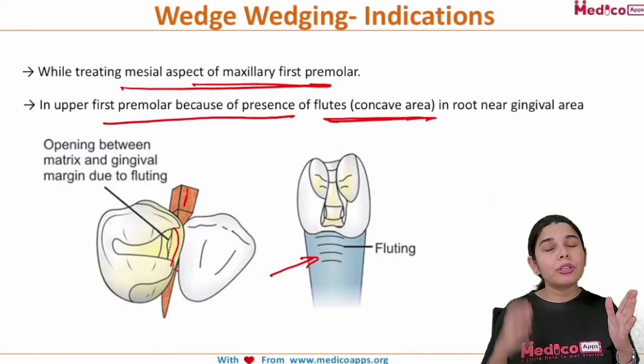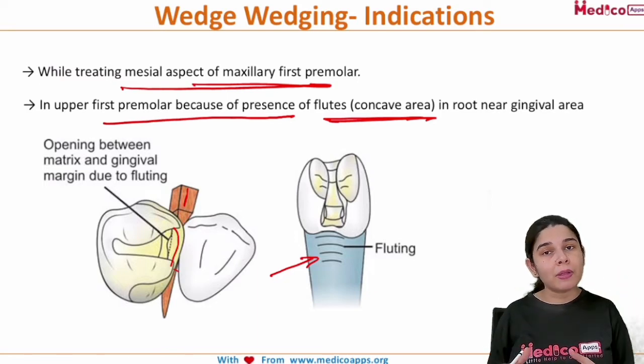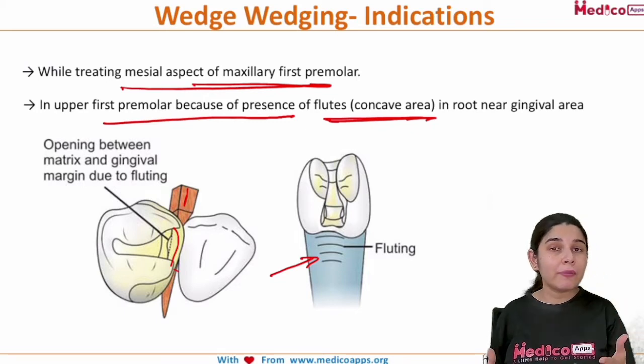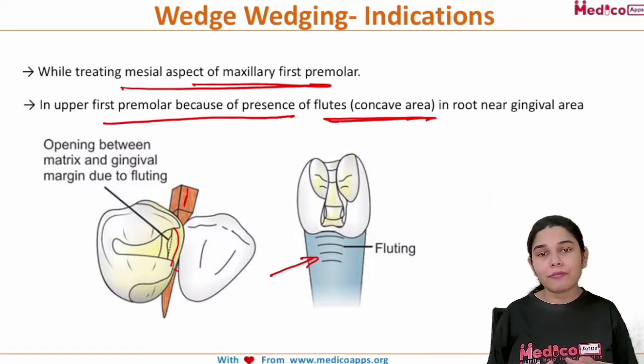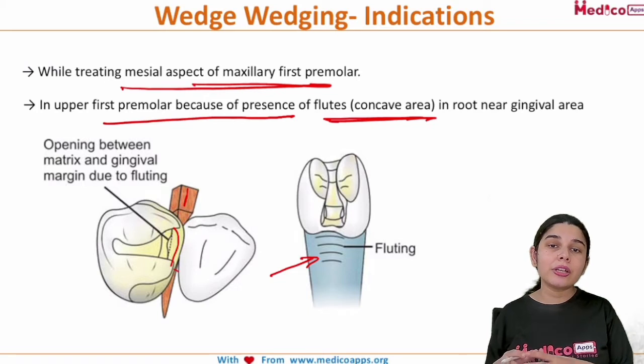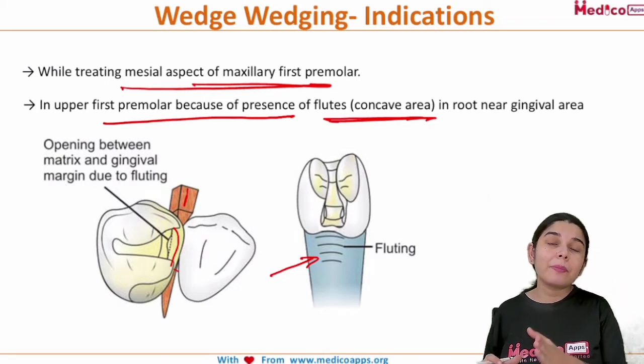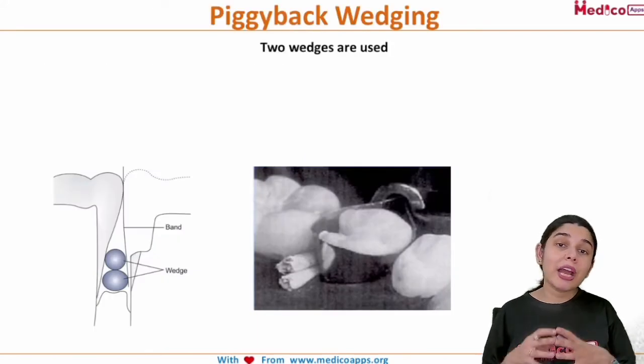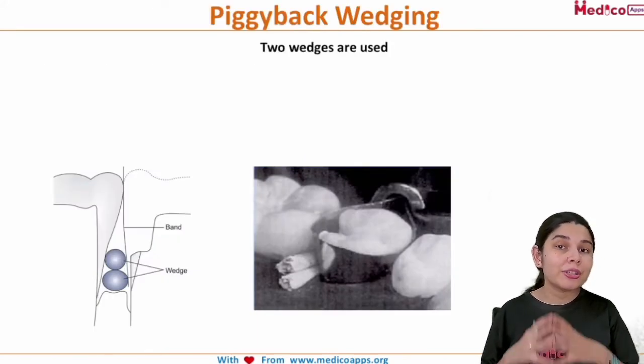It was used for widening of the proximal box, and also where there is sufficient space for putting another wedge where a single wedge is not sufficient. And the wedge wedging indication is in treating the mesial aspect of the maxillary first premolar. With this, we are now going to move to our question and answer.